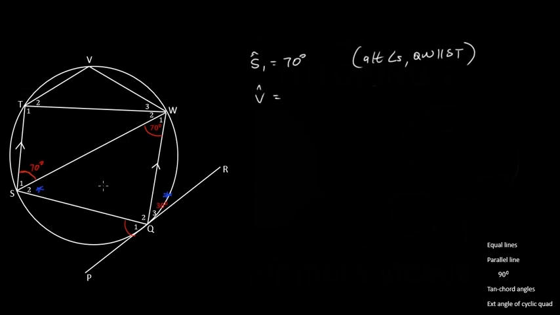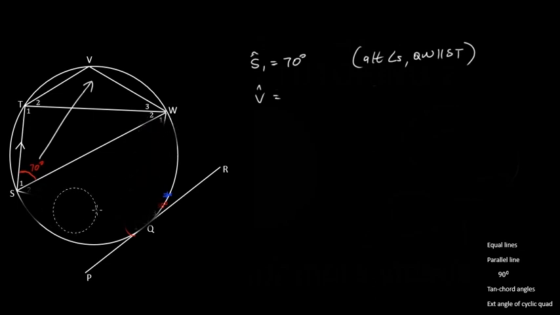Angle V. So what's the relationship between angle S1 and angle V? I'm sure you can see now what the strategy does. It simplifies the diagram, because by asking the relationship between S1 and V, you are actually ignoring all these parts of the diagram. Your focus is on S1 and V, and it's easier that way.